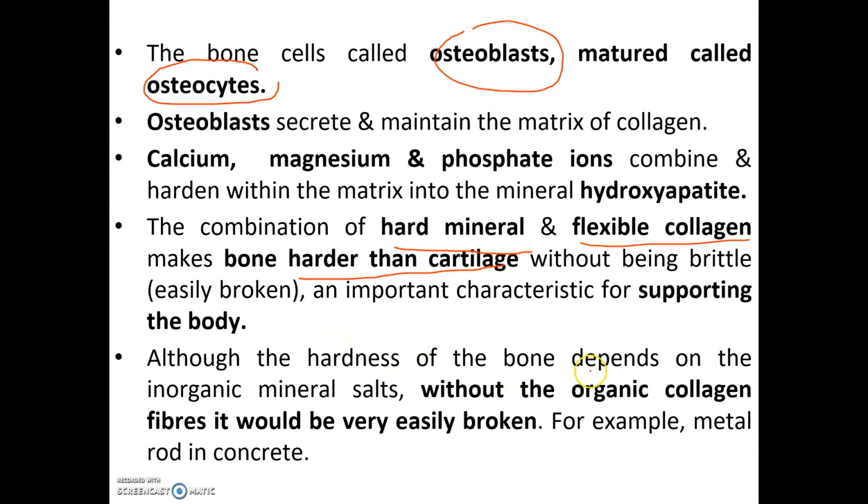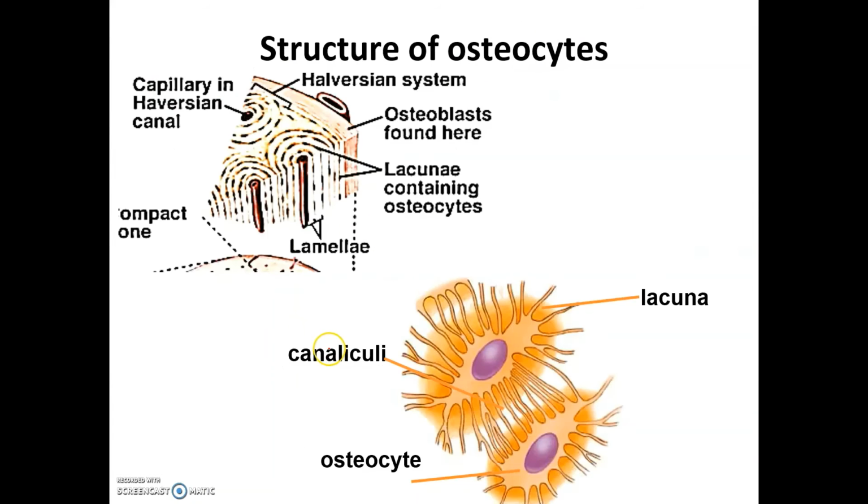So although the hardness of the bone depends on the inorganic mineral salt, without the organic collagen fiber it would be very easily broken. So for example, think of a metal rod in concrete. In other words, we need the mineral salt to make our bone hard, but we also need the collagen to prevent our bone from being easily broken. Okay, so our bone is hard but not easily broken.